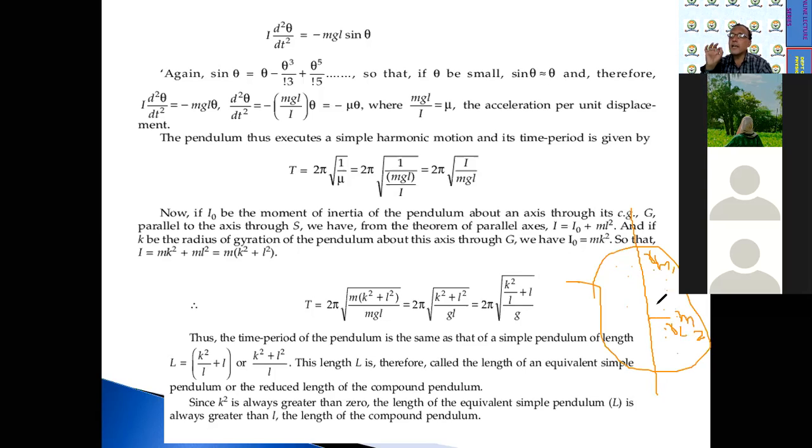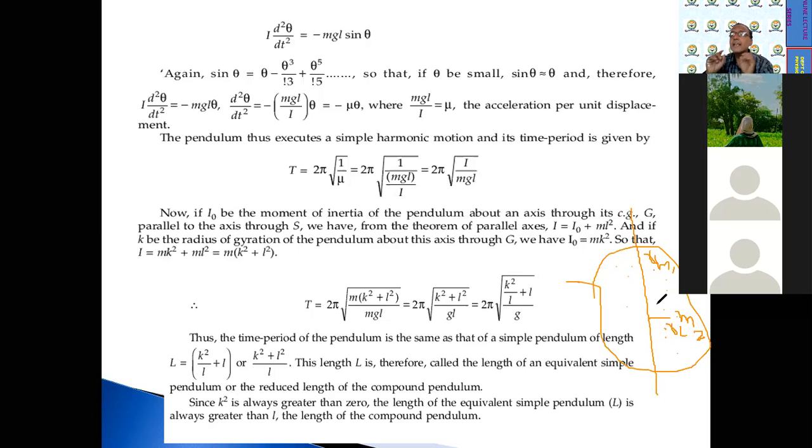Now the radius of gyration is the distance between the axis of rotation and the point at which the entire mass of the body is supposed to be concentrated so as to possess the same moment of inertia. That is called the radius of gyration. Radius of gyration, G-Y-R-A-T-I-O-N. Do you remember now?